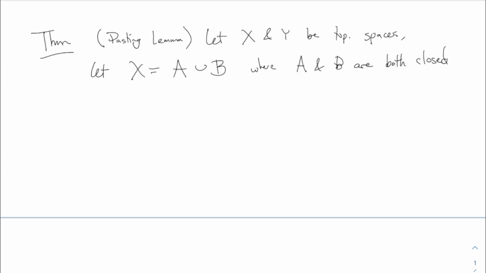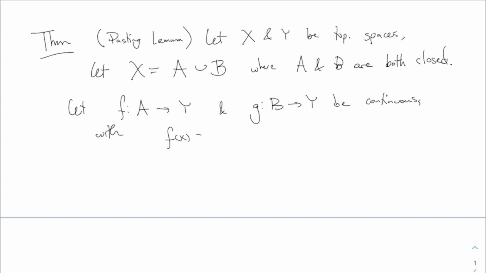And then we have two continuous functions. So f has domain A. g has domain B. These are both continuous. And they have to agree on the overlap. So I say f of x equals g of x for all x in A intersect B. That says they agree on the overlapping part.